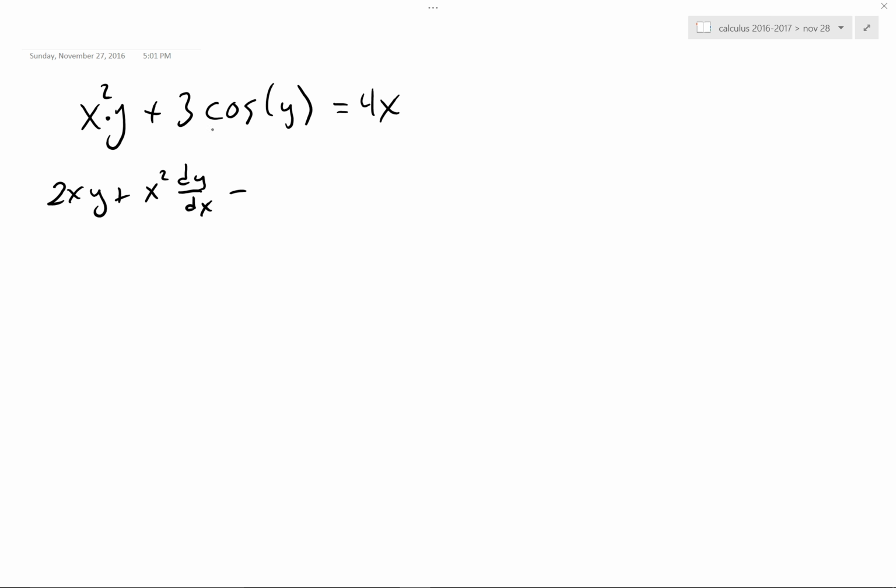Okay, now what's the derivative of cosine? Well, it's negative sine, so negative 3 sine of y. What's the derivative of y? It's dy/dx equals 4, stupid. Now, if you bring everything without a dy/dx to the other side, you will find that you'll end up with this guy.